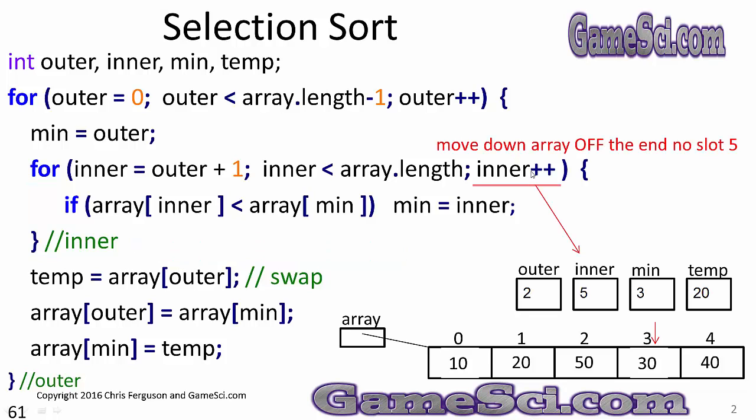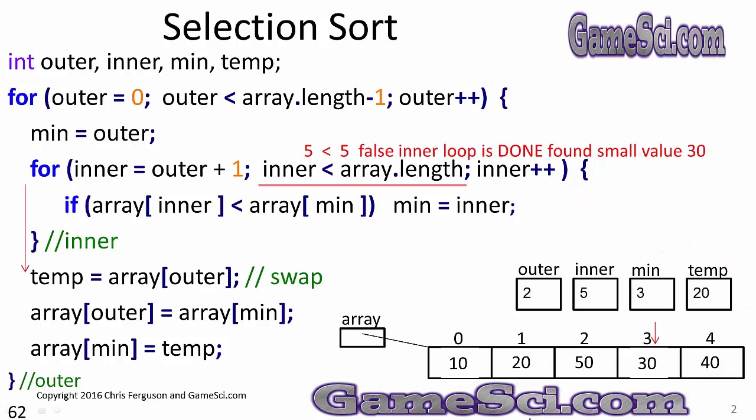Inner plus plus will move down the array. Off the end, once again, there is no slot 5 of this array, so inner has moved way off the end of this array. But that's okay because 5 less than 5 is false. The inner loop is done. We have, once again, found the smallest value. 30 is the smallest value in the 3 remaining values. So that 30 needs to be swapped.